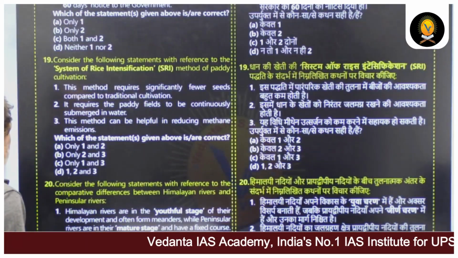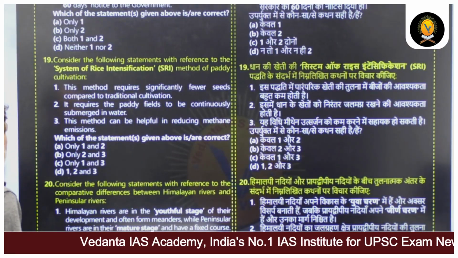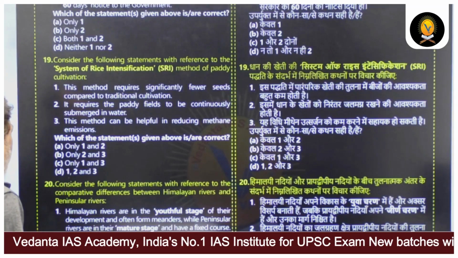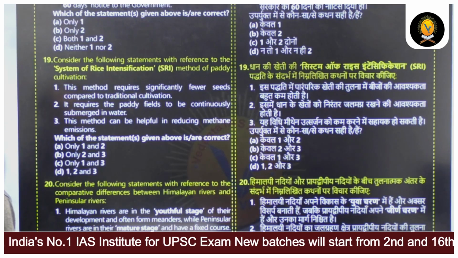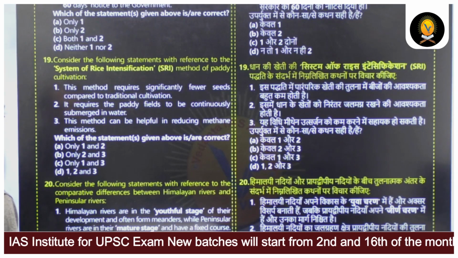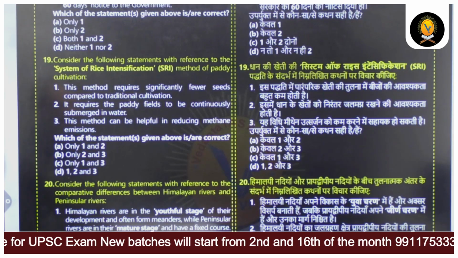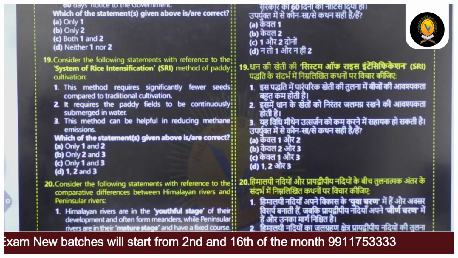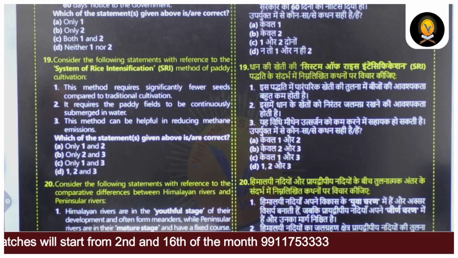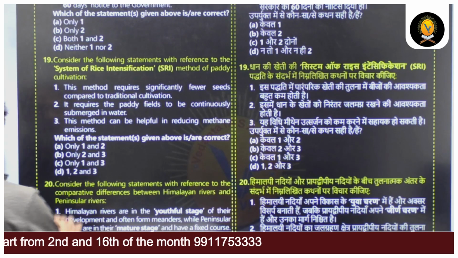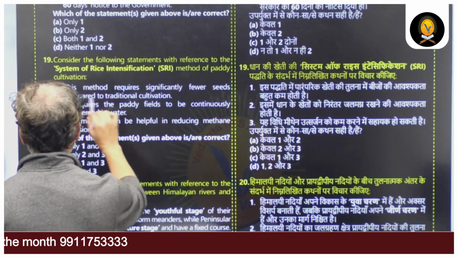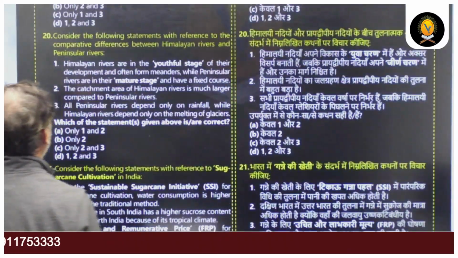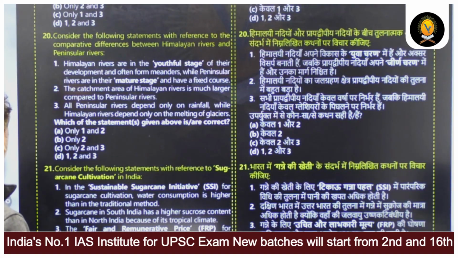Consider the following statement with reference to the system of rice intensification method of paddy cultivation. This method requires significantly fewer seeds compared to the traditional cultivation. Correct. It requires the paddy field to be continuously submerged in water. This method can be helpful in reducing methane emission. So, here option is 1 and 3 are correct, less water is required. It requires the paddy field to be continuously submerged in water. This is incorrect.